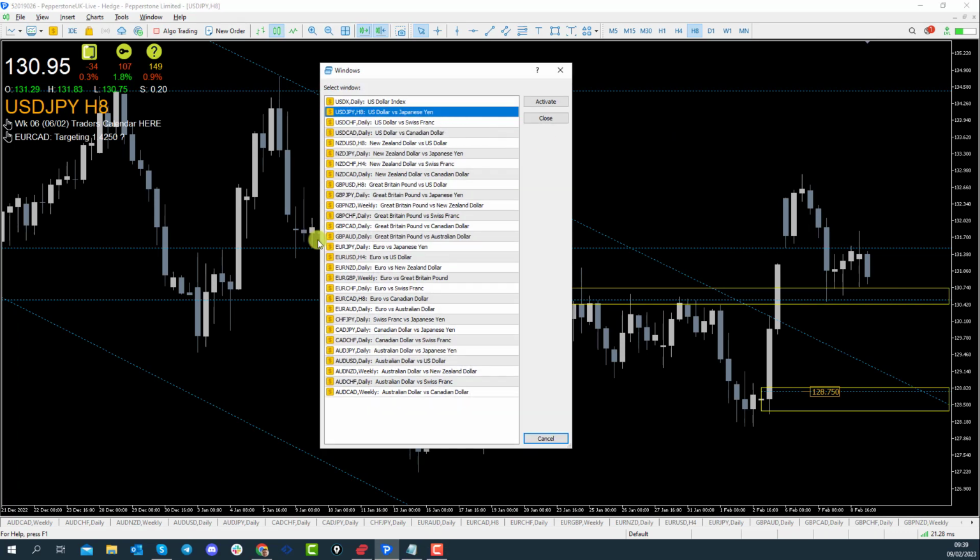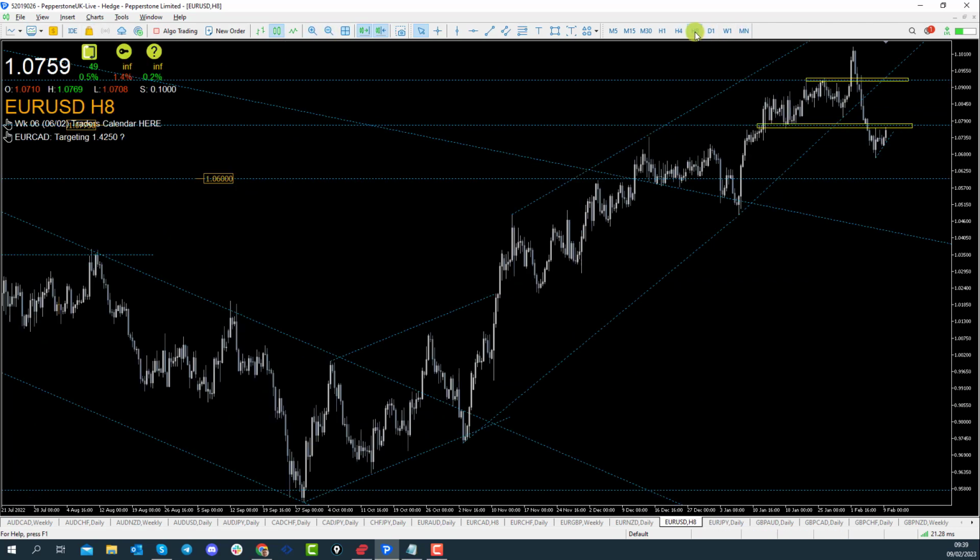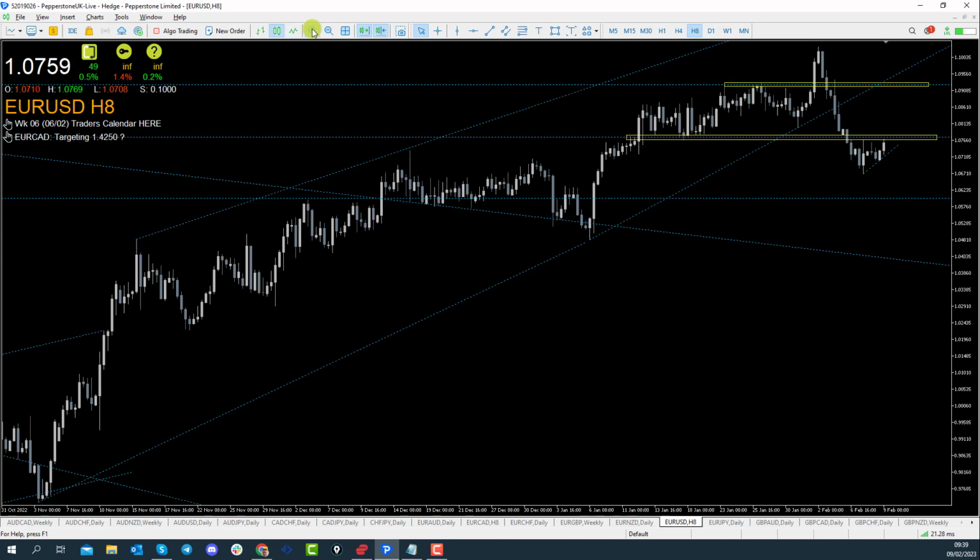But euro dollar, one to watch. Quite like where price is at the moment. If we do see some kind of bearish price action forming in here, it could be a nice idea to look for the short. If you are a little bit more conservative, wait for the breakout to the downside here.